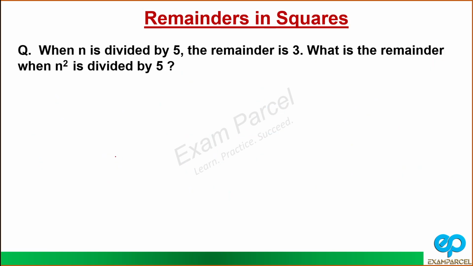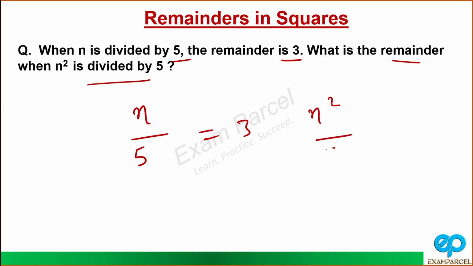Okay, now for squares: when n is divided by 5, the remainder is 3. What is the remainder when n square is divided by 5? So we have n divided by 5 and the remainder is 3, and I am doing n square by 5. Again, same thing. Any operations that you do on numbers, you can replace by directly using remainders. So I will simply plug this 3 in place of this n.